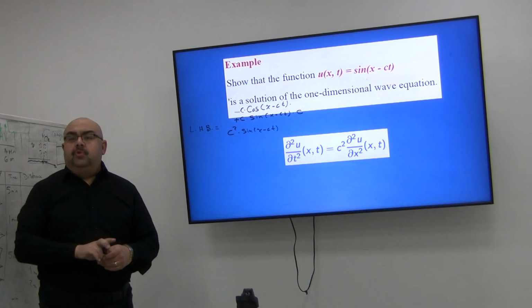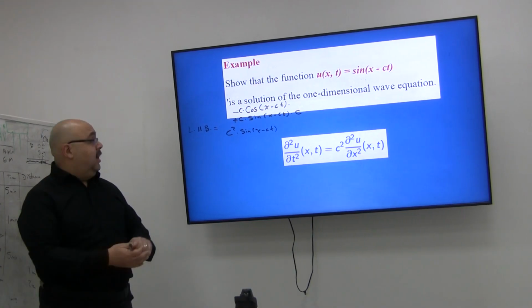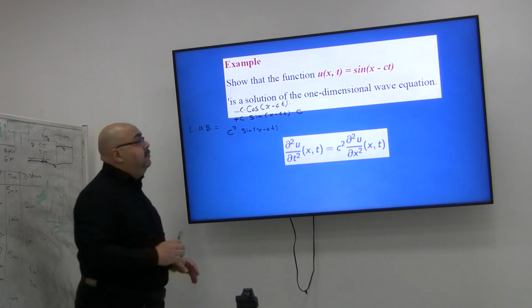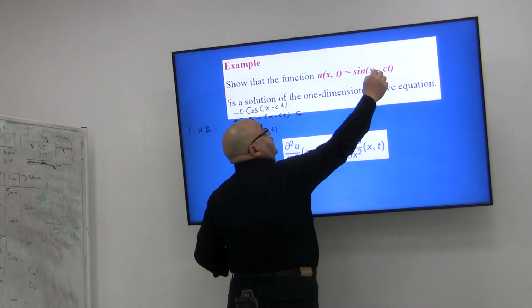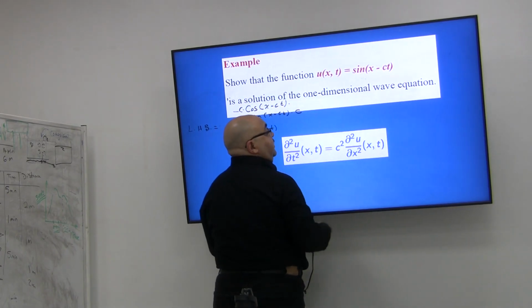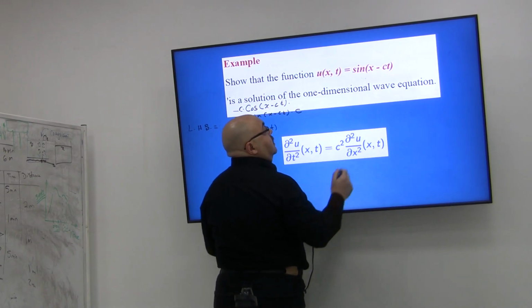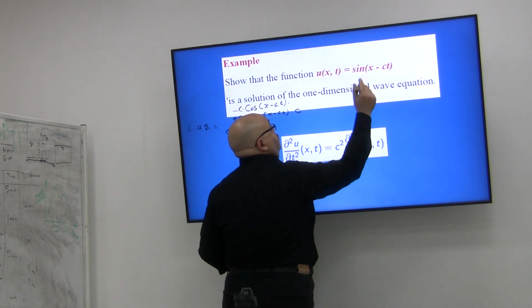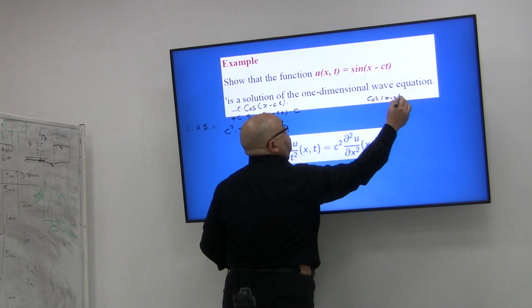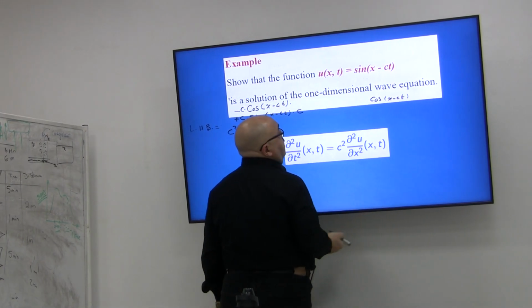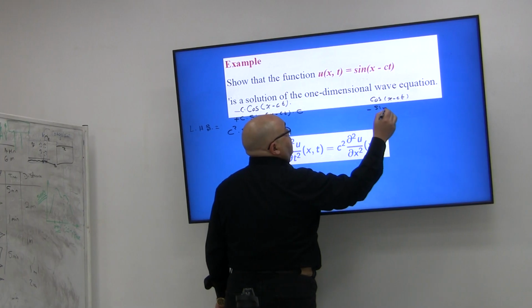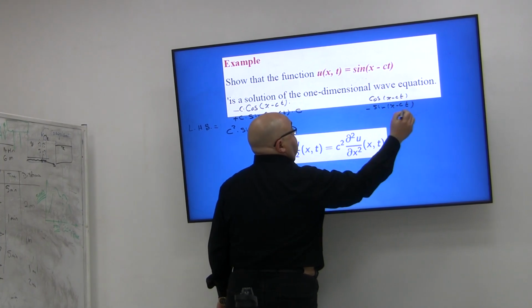Let's look at the right-hand side. This is sine of x minus ct. Let's get the first derivative with respect to x. The first derivative with respect to x is cosine of x minus ct. Am I right? Yes. Differentiate once more, it's going to be negative sine of x minus ct.